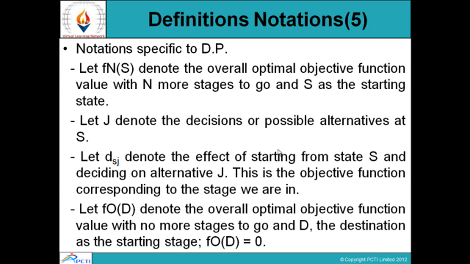Notation specific to DP: let f_n(s) denote the overall optimal objective function value with n more stages to go and s as the starting state. Let j denote the decisions or possible alternatives at s. Let d_sj denote the effect of starting from state s and deciding on alternative j. This is the objective function corresponding to the stage we are in. Let f_0(d) denote the overall optimal objective function value with no more stages to go, and d the destination as the starting state; f_0(d) equals 0.